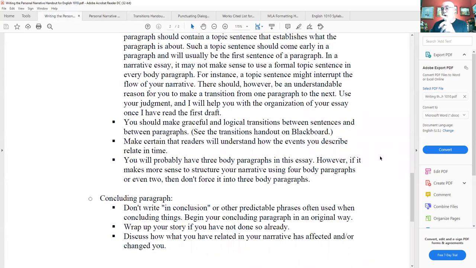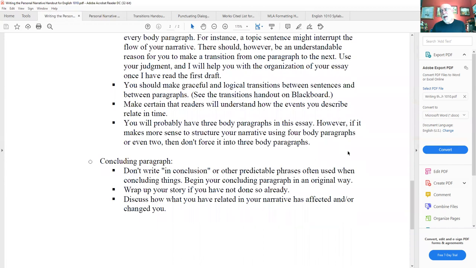Yes, and make sure that your readers understand where you are in the narrative and time, you know. So use words like then, next, later, so they understand at what point in the narrative you are.